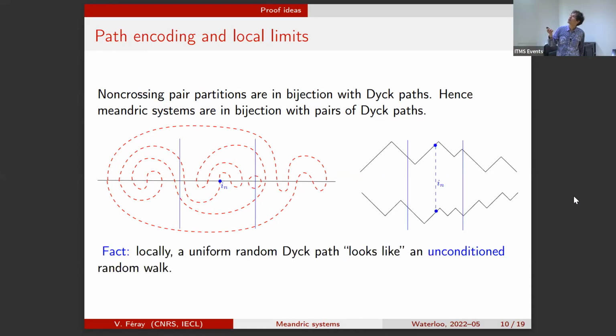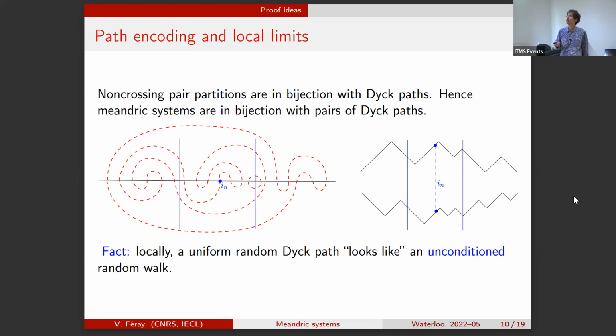And now we said we have a marked point, and we want to see what things look like around this marked point. So this means I have a marked point somewhere in my pair of Dyck paths, and I would like to see what the Dyck paths look like around this point.